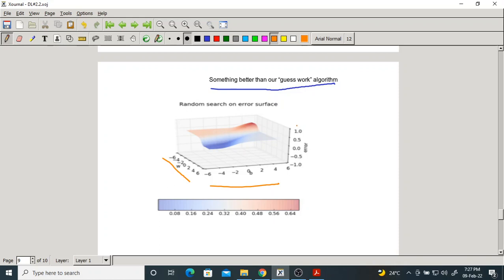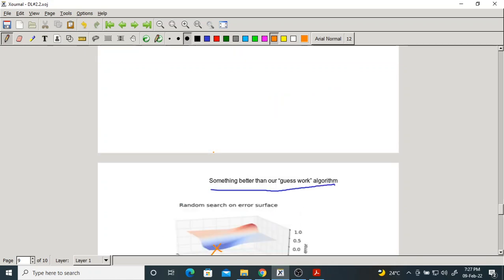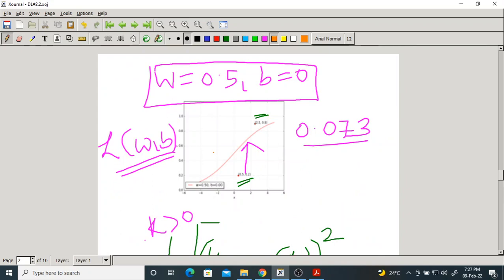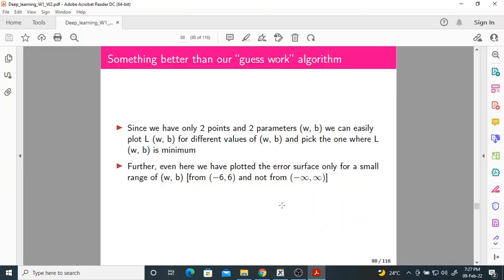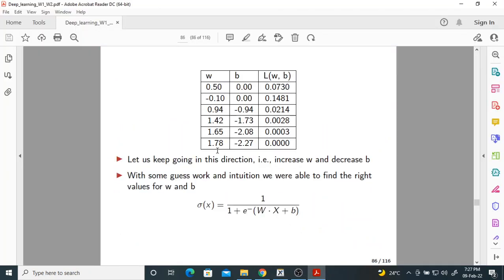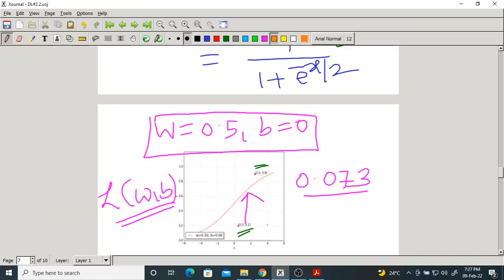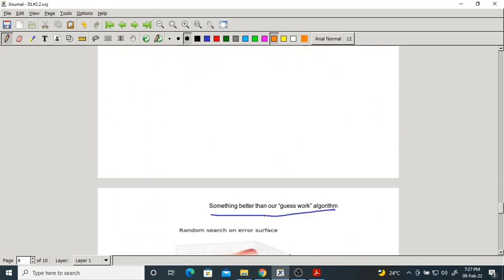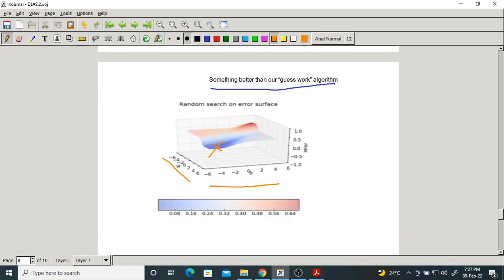Now in our guess, it might be somewhere here. In our guesswork we got a last point which is 1.78 to minus 2.27, where the error is 0. Now, it might be in the dark blue region where the error is almost 0. The point may be somewhere here. The data point which is leading to 0 error is somewhere here.